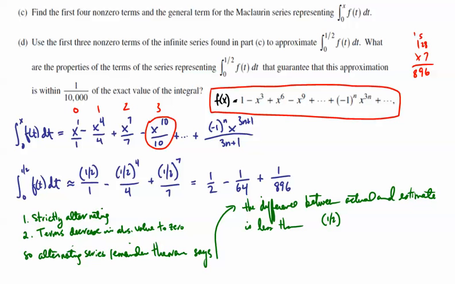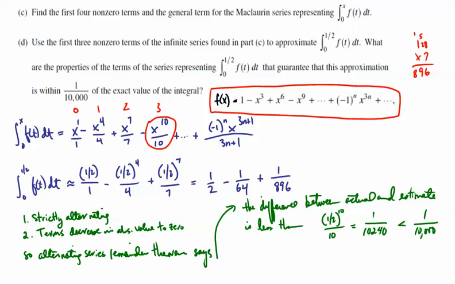1/2 is the value of x to the 10th power over 10, and 2 to the 10th power is 1024, times 10 would be 1 over 10,240, which is less than 1 over 10,000, and we're done.